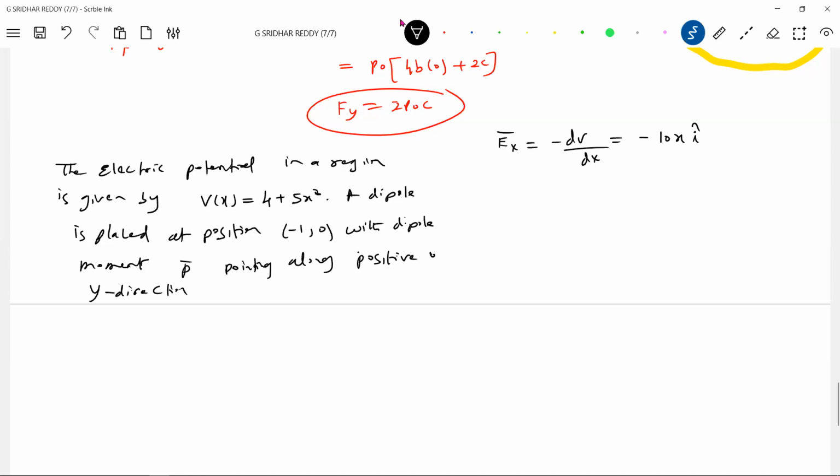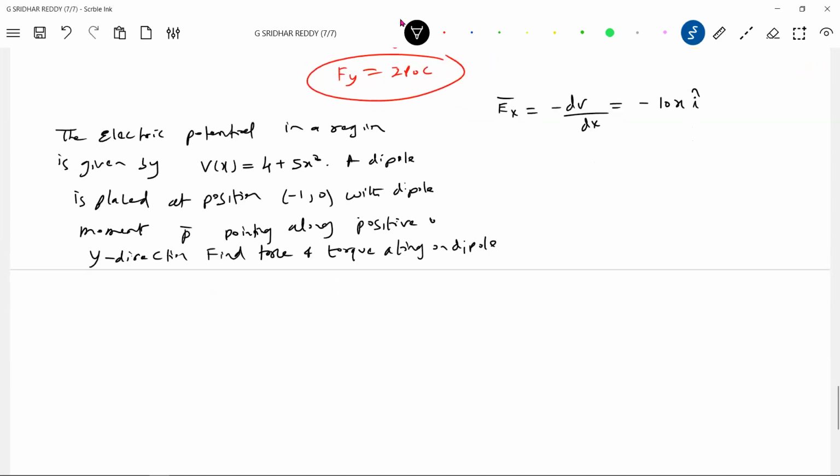How to find the force and torque acting on the dipole? How to do this? Roughly we have an idea how the field is along the x-axis. So let me do one thing. Let me bring the origin in, where the dipole is kept at -1. So the dipole is somewhere here. Positive charge, negative charge. Okay.